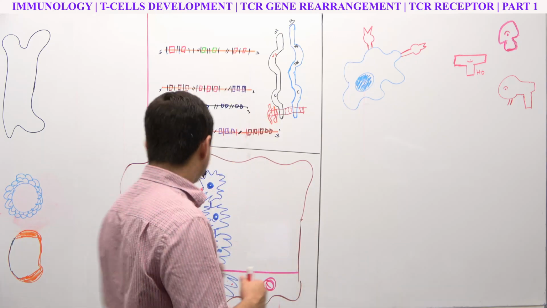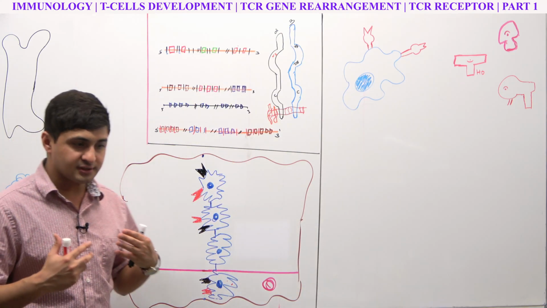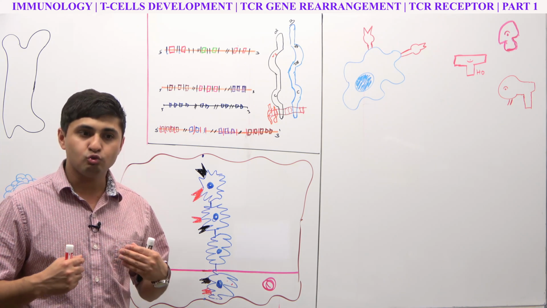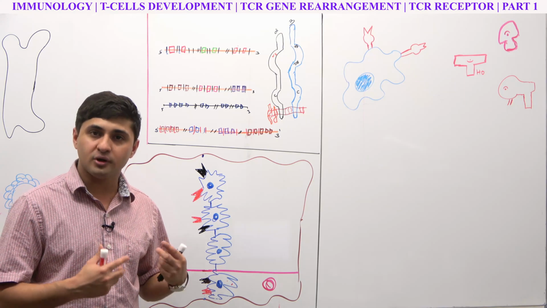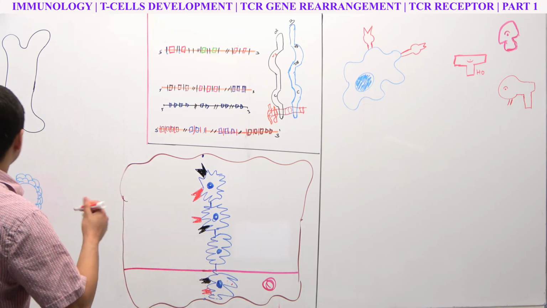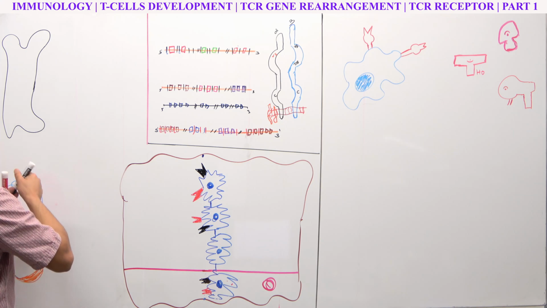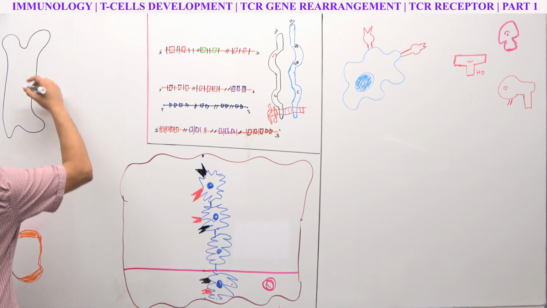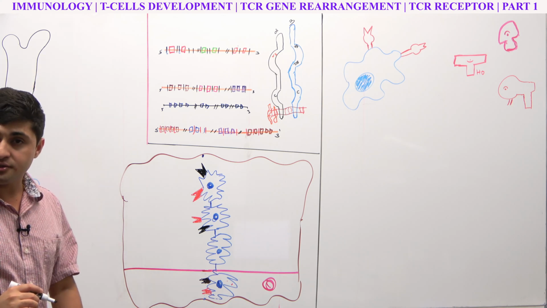Let's start. The first thing we have to discuss is where these T lymphocytes are born. If you know about T lymphocytes, they are born in the bone marrow. These T lymphocytes are part of the lymphoid series.